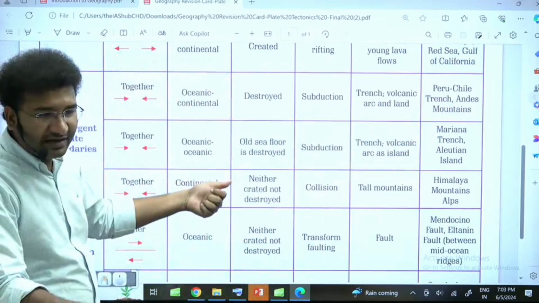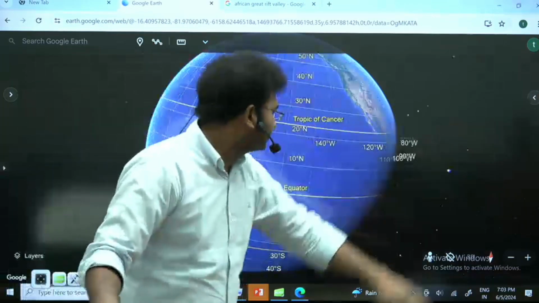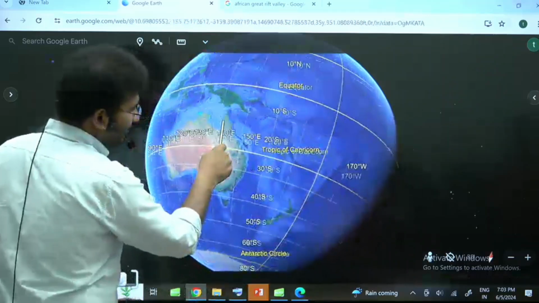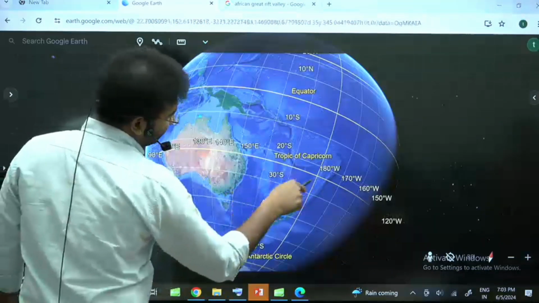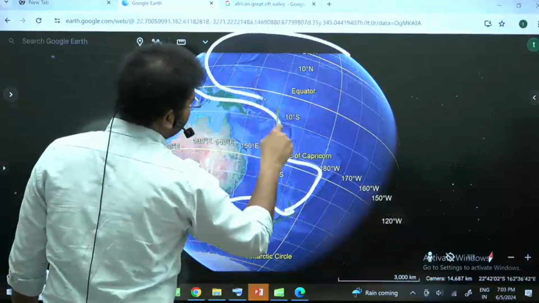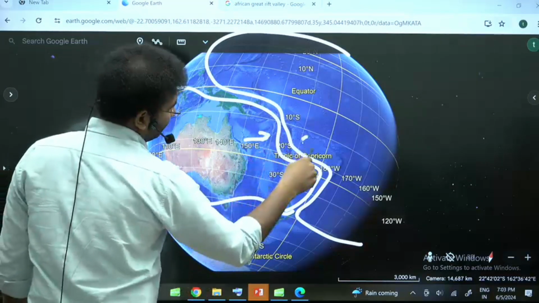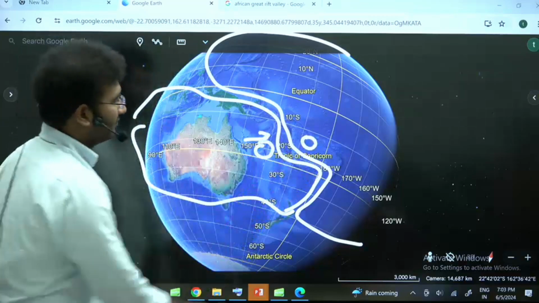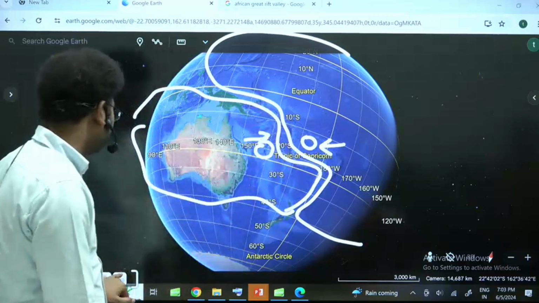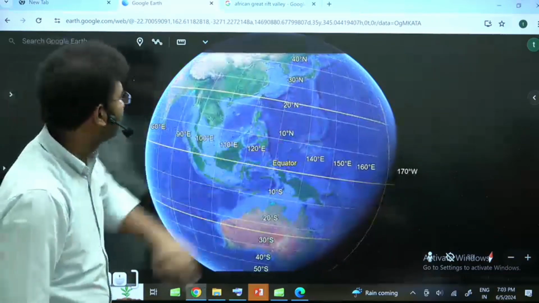Ocean, Mariana Trench. Now where is this Mariana Trench is found? So I want you to get tomorrow your atlas and keep open the plate tectonics map. See, this is a plate, Australian plate here. And this is Pacific plate. So can you see? Ocean. Right? Here you will get to see the trench. Now where is Mariana Trench? It is somewhere here. Here.